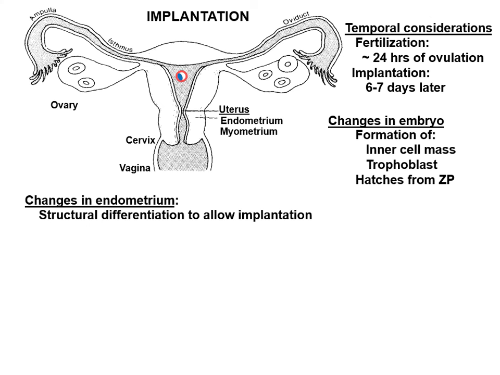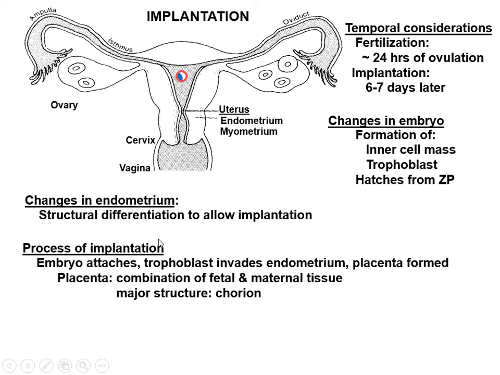So if you do an in vitro fertilization and you wait, let's say, 2 weeks, and you put that embryo into the uterus, it can't implant because the uterine endometrium is no longer at the right stage to allow implantation. So these two structures have to be in synchrony in terms of the development for implantation to occur.